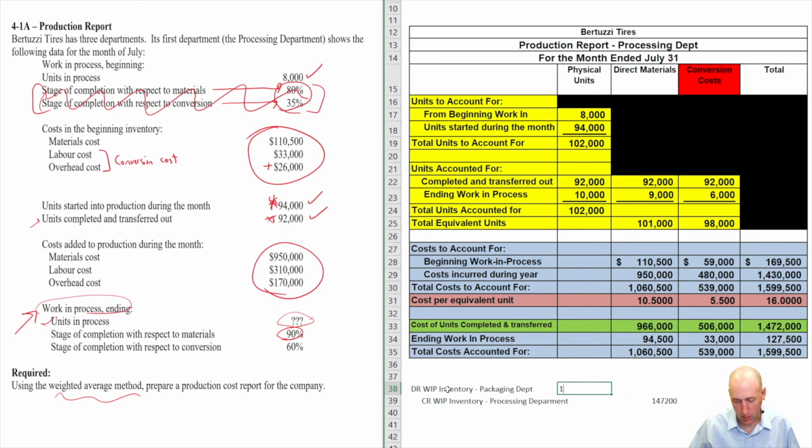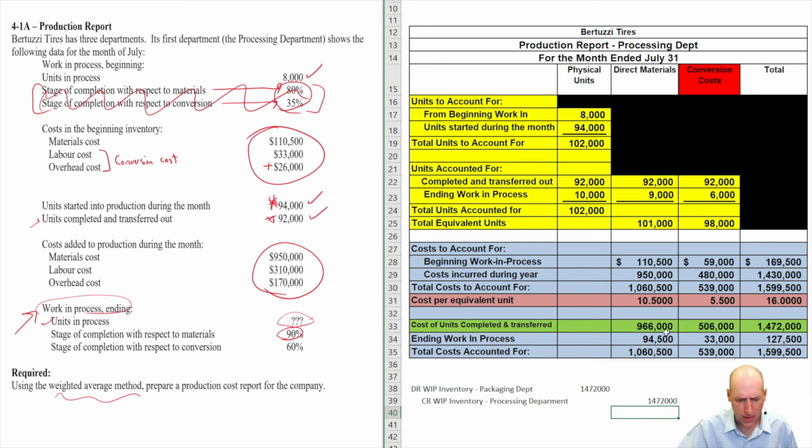It doesn't say that in the question. I'm just kind of making that part up. 147,200. So have I got enough zeros? Oh, I'm missing a 0 off of each of these. So again, this wasn't asked for, but I often do ask my students to give me the journal entry to transfer out to the next department.